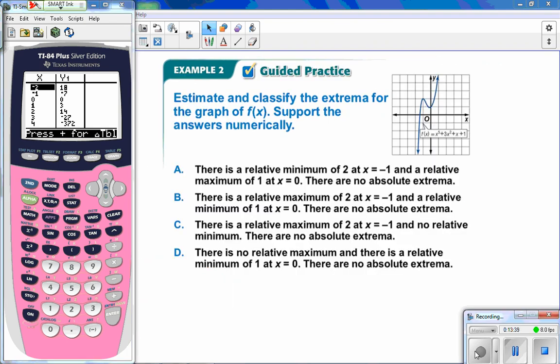Go ahead and try this problem and see if you can come up with the correct answer. And then when you're ready to go on, pause it, and then when you know the answer, go on. From the graph, you should have been able to tell the correct answer is B. And if you have questions about that, you can ask me in class tomorrow.